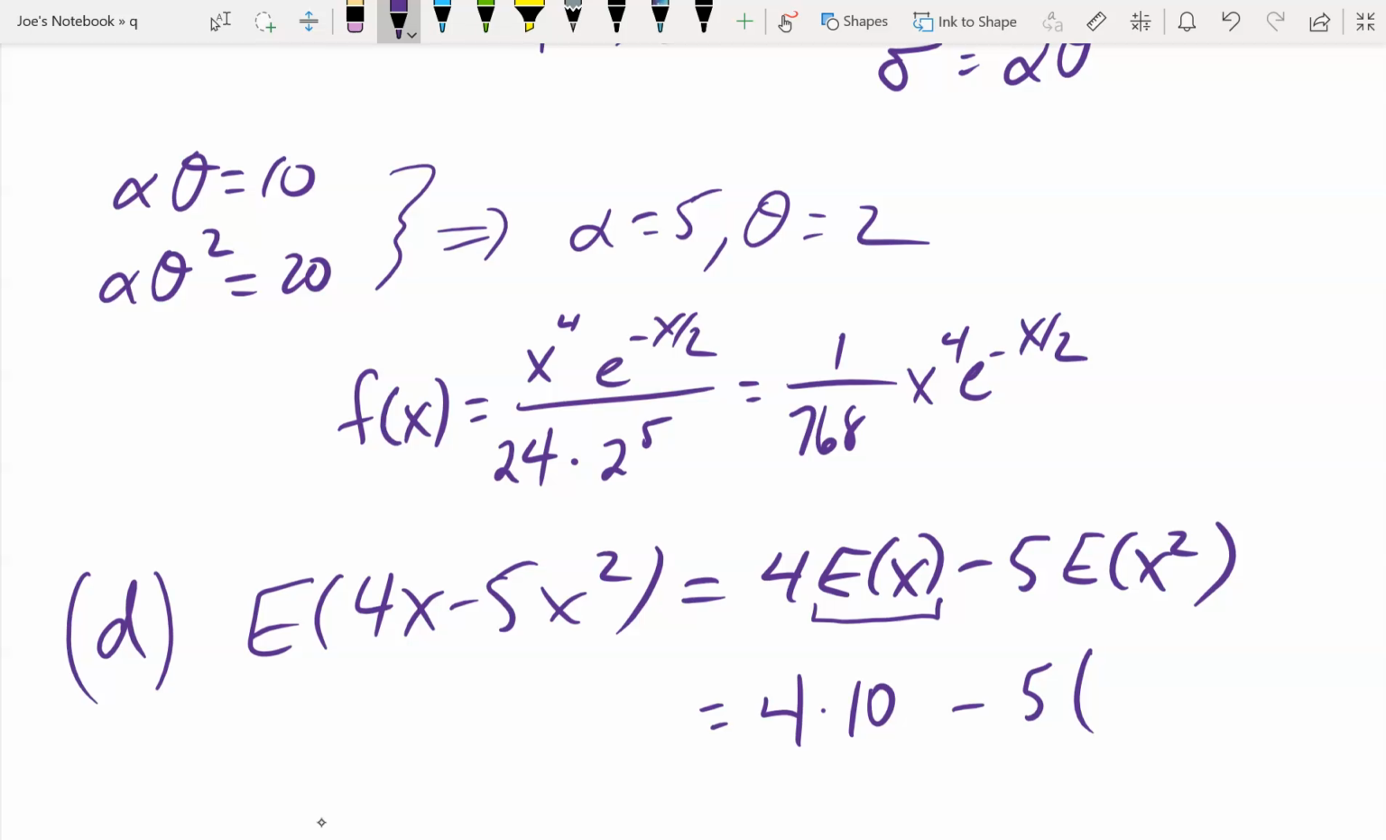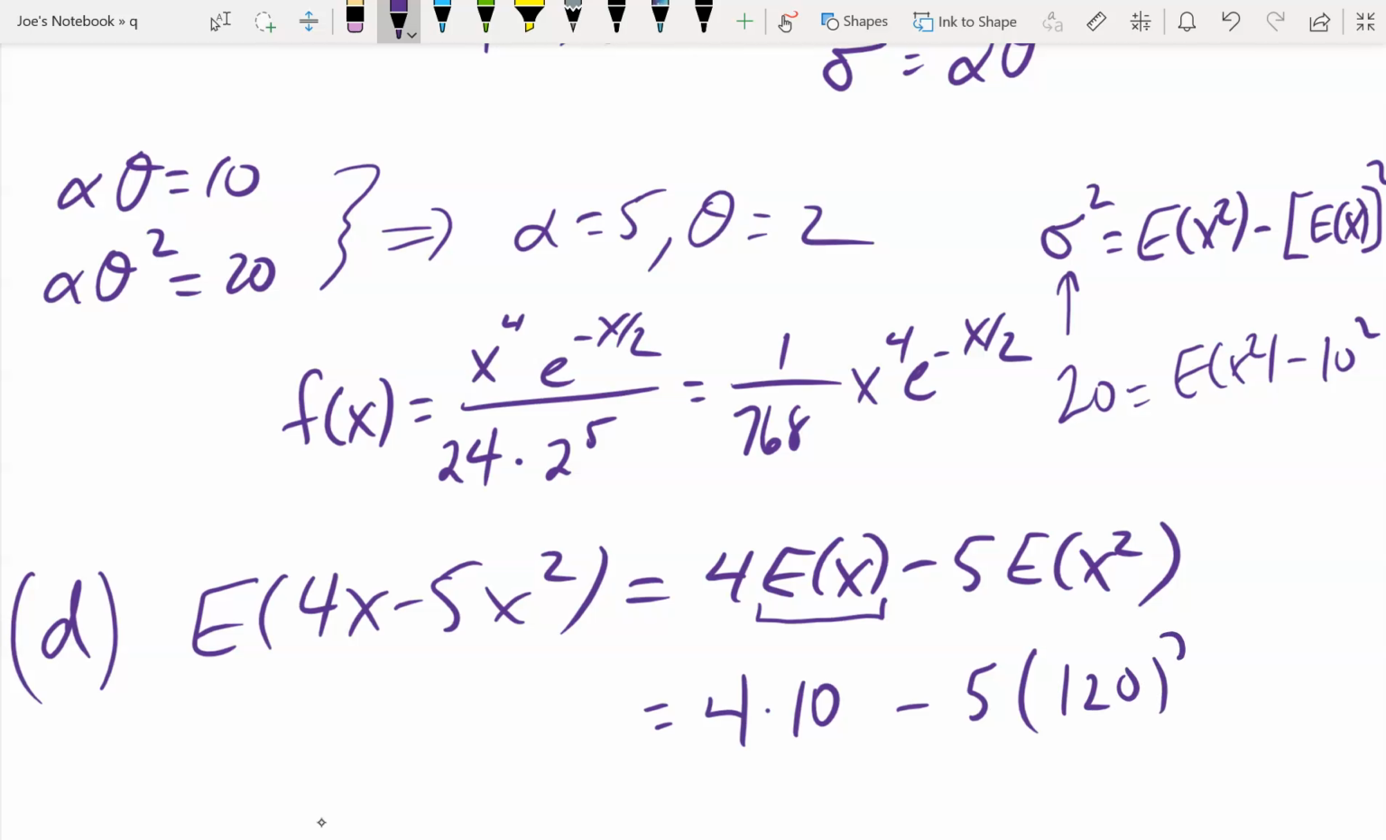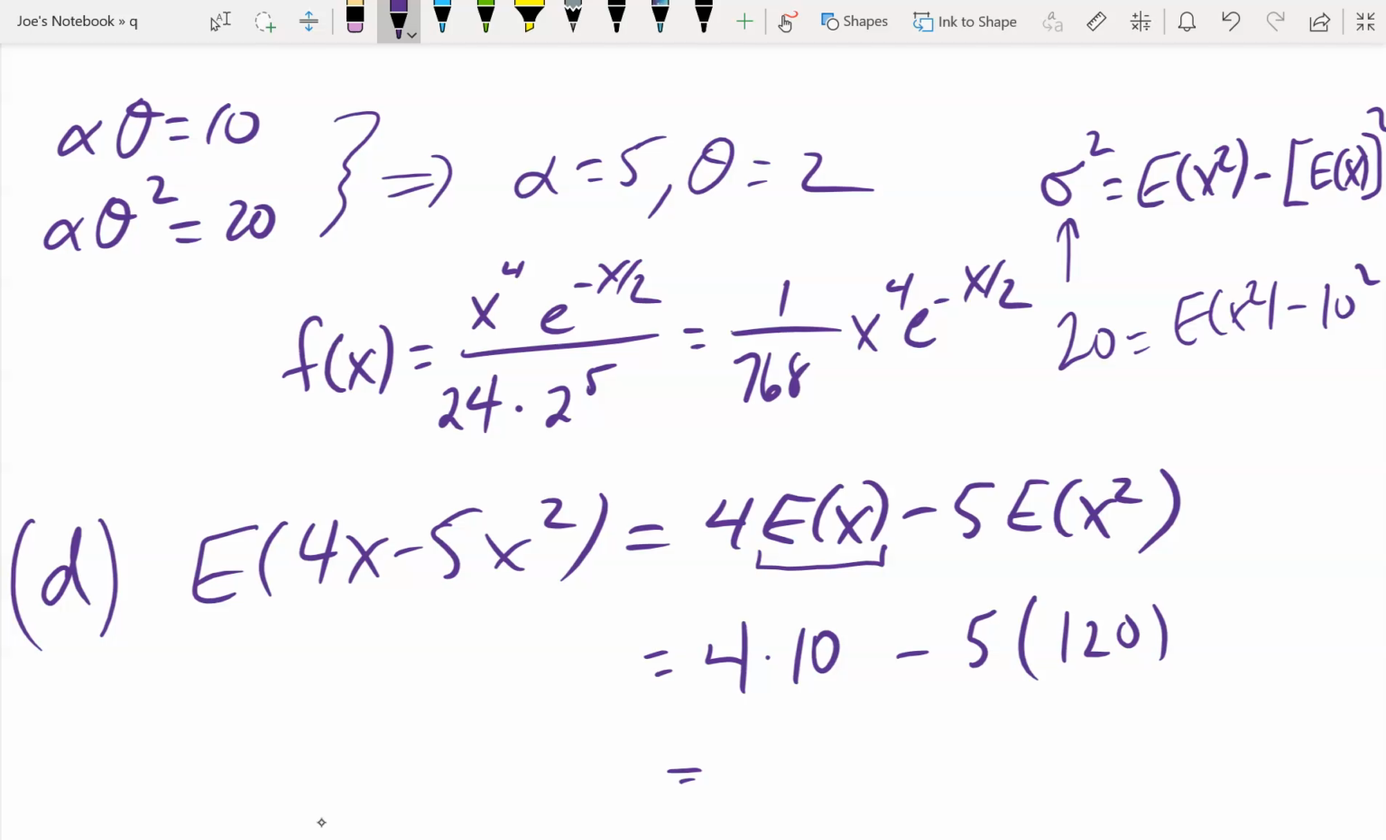How'd you get 10? Because if the variance equals the expected value of x squared minus the mean squared, it'll be 30. Minus what? 120. There we go. That's our formula, right? What pieces do we know from the formula? Variance is 20. We don't know the expected value of x squared, but we do know the expected value of x is 10, so we have 10 squared, so we get 120 here. You got there, yep. So what do you have, 40 minus 600, so you'd have negative 540, or 560, I mean.